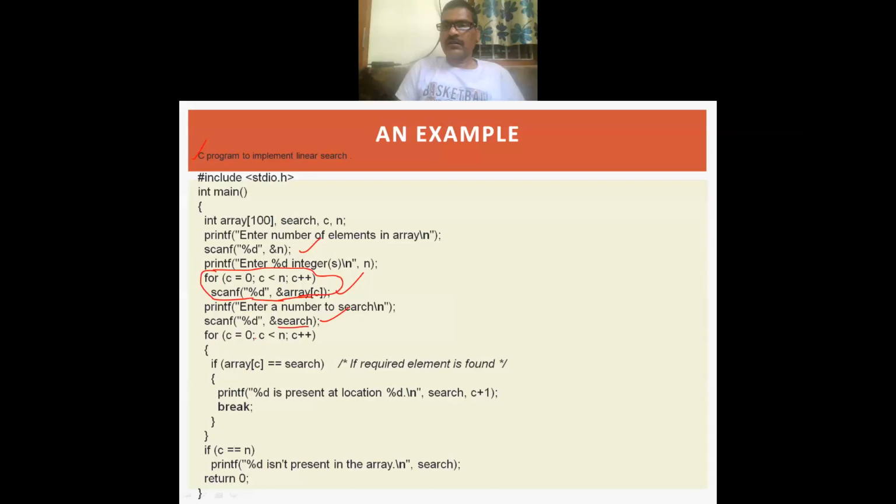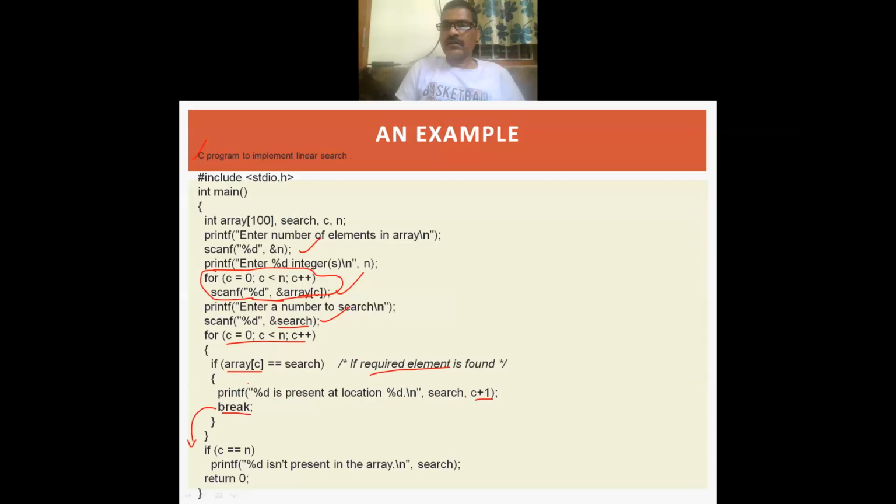Now for c equal to 0, c less than n, c plus plus, if array of c is equal to search, that is, if the required element is found, then print "the search element is found at location c plus 1", and then we are coming out of the loop. So this is what the break we are using here.